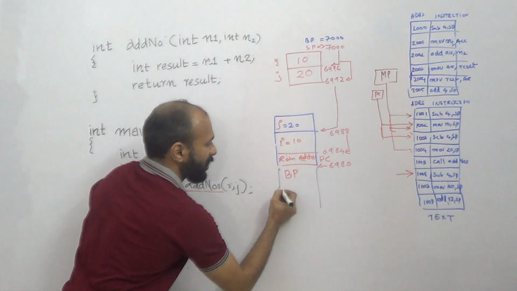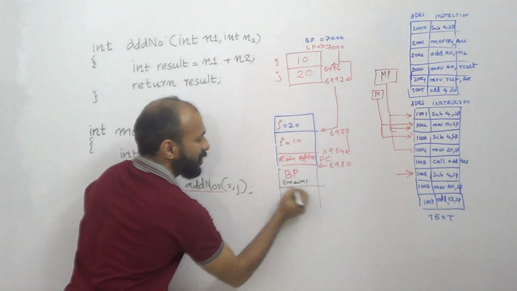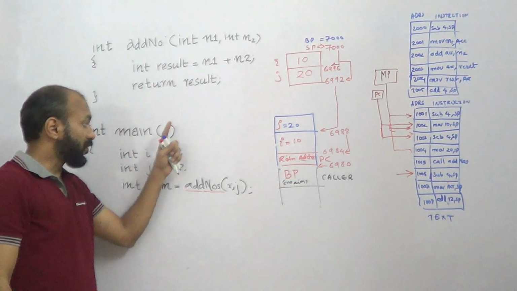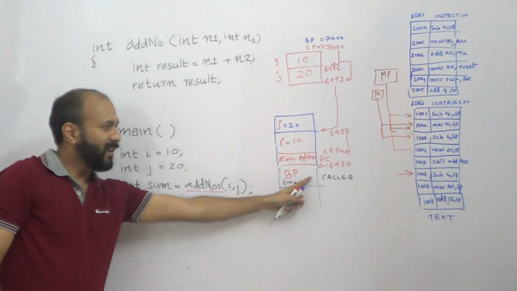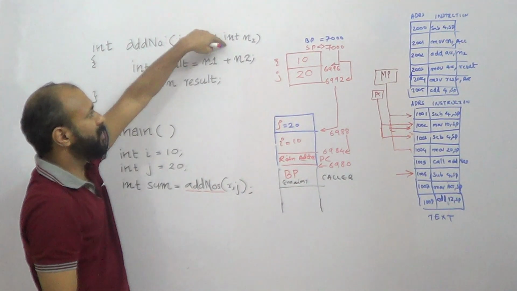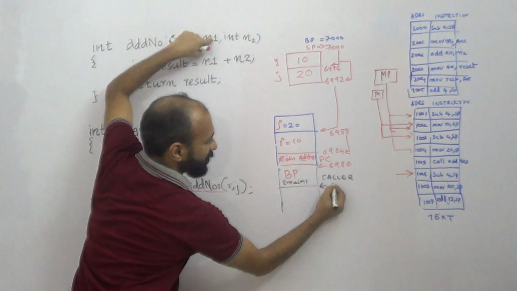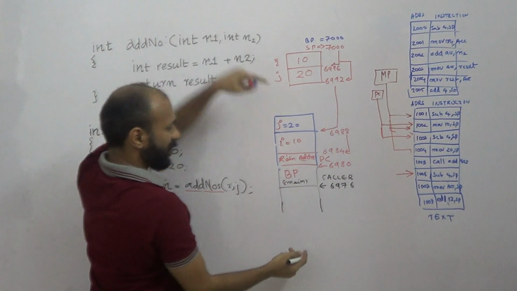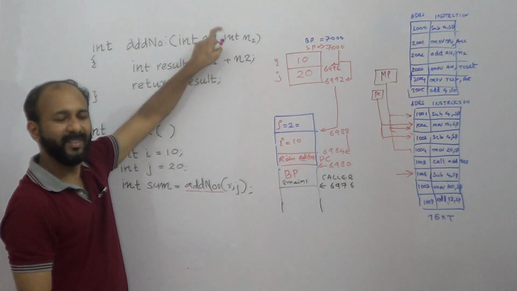Base pointer of the caller. Here the caller is main, the base pointer of the calling function. The base pointer of the caller has to be pushed into the stack. After that, the base pointer of this function will be the stack pointer, 6976.